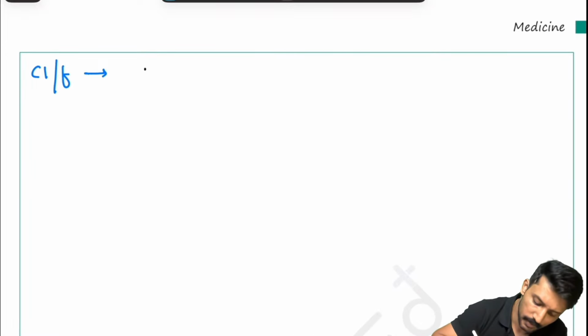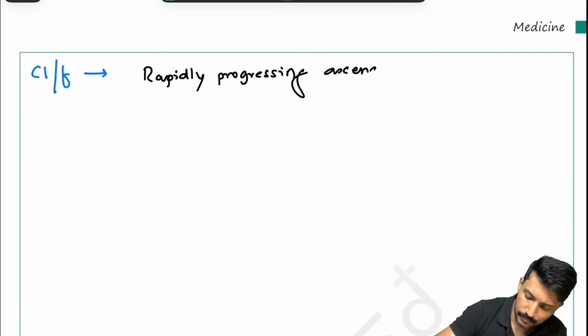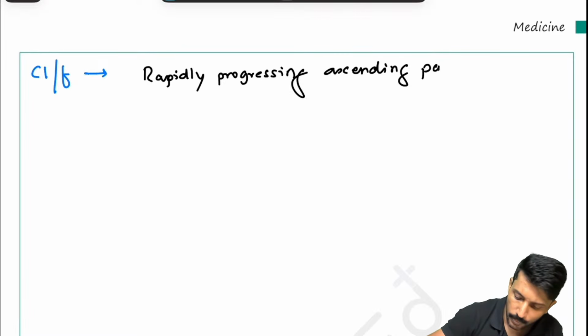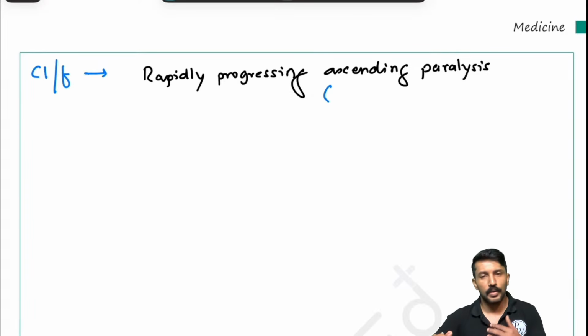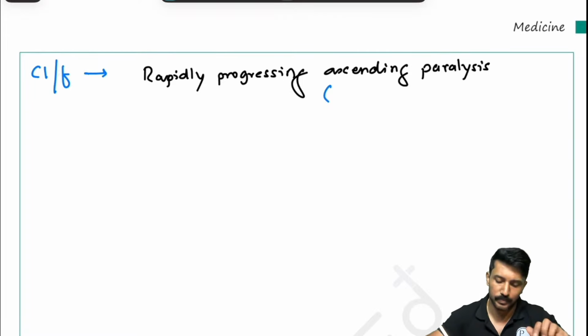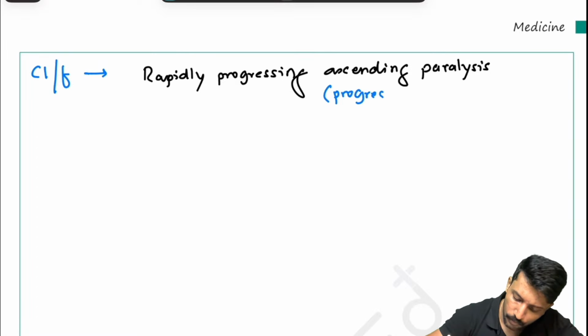So patients will present with rapidly progressing ascending paralysis, and I want you to remember one extra point. When the ascending paralysis is progressing, the progression lasts for less than 4 weeks. It does not continue beyond 4 weeks. It's not like, okay, 5th week, 6th week, it's still progressing; that doesn't happen. So progression lasts for less than 4 weeks.